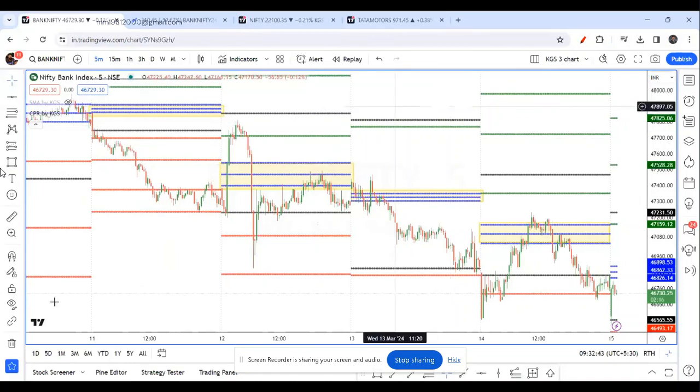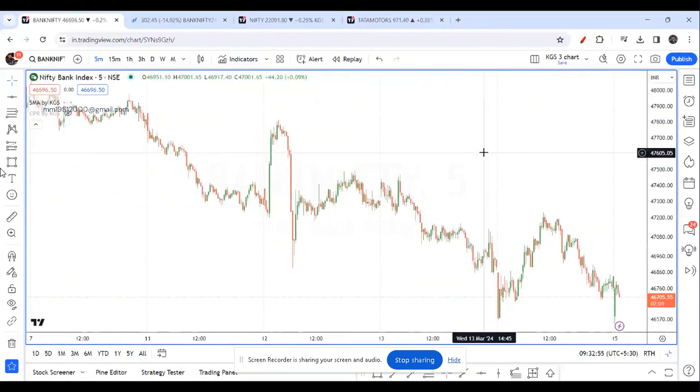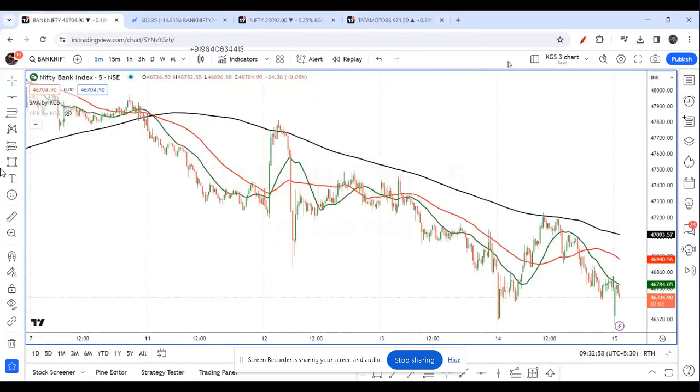Now let me show you another psychology which is similar to this. Now let me turn off CPR and look at the moving averages for the past 5 days. Now the psychology will come to you yourself. What do you understand by looking at the moving averages? Apply the same psychology, guys. Nothing rocket science.